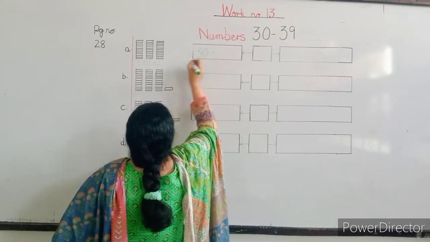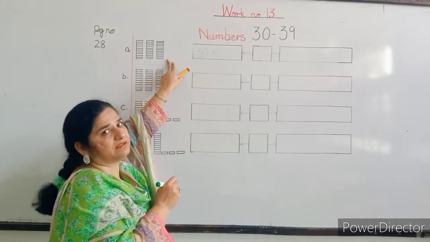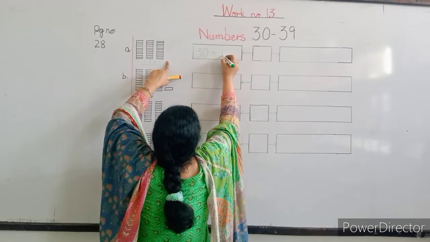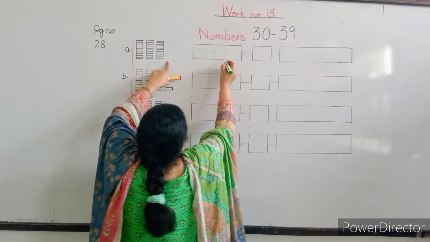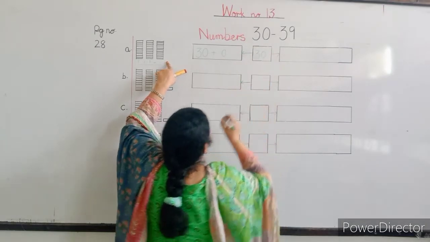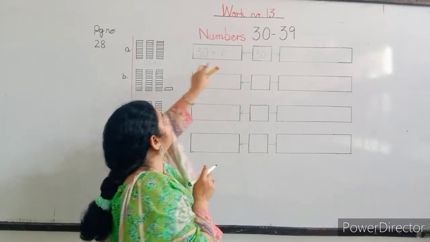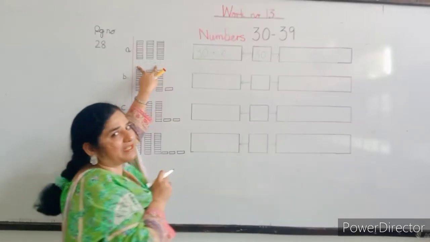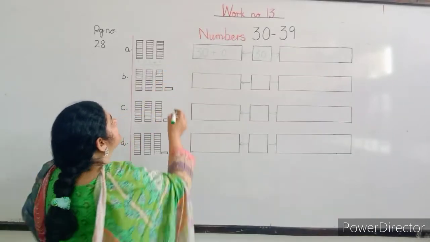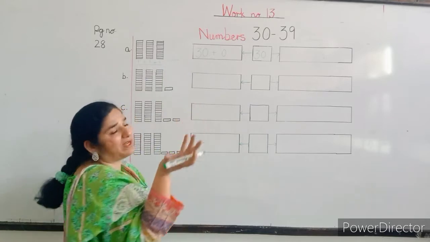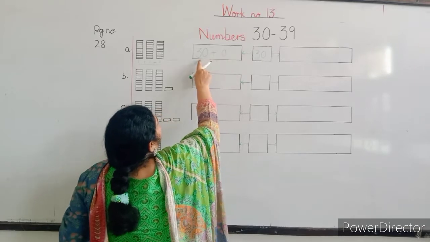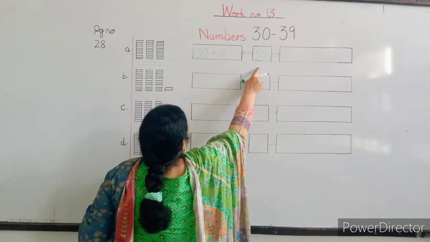30 plus. Is there any ones? No. There is only 0. It means 30 plus 0 is 30. Right? 30 plus 0 is 30. These are 3 tens. 3 tens mean 30. And 30 plus, is there any ones? No ones. So it means there is 0. So 30 plus 0 is 30.